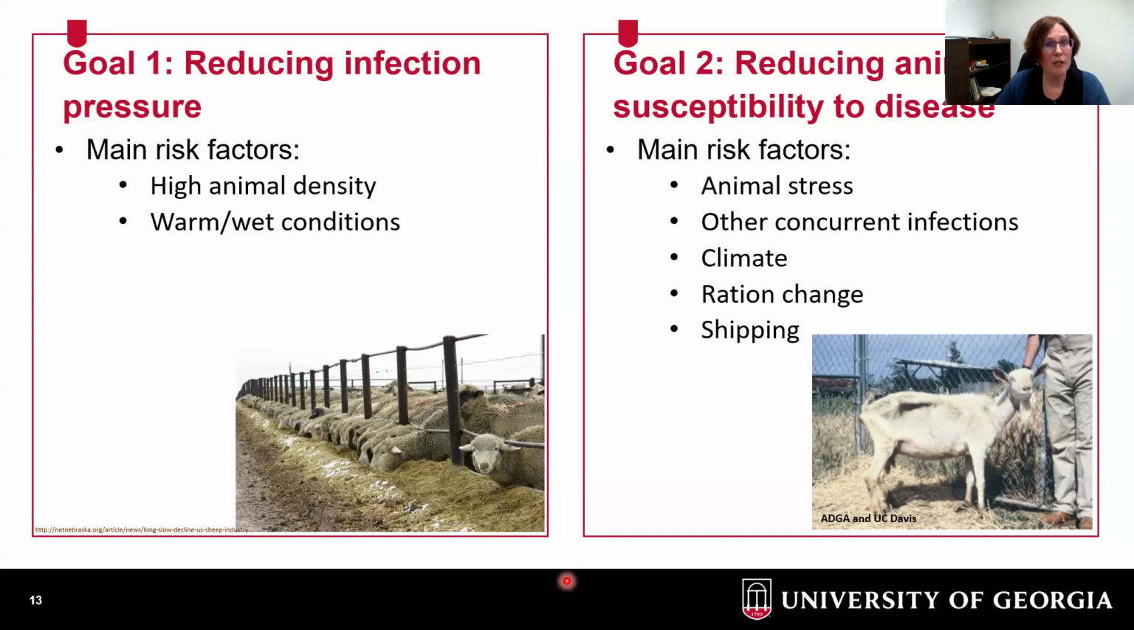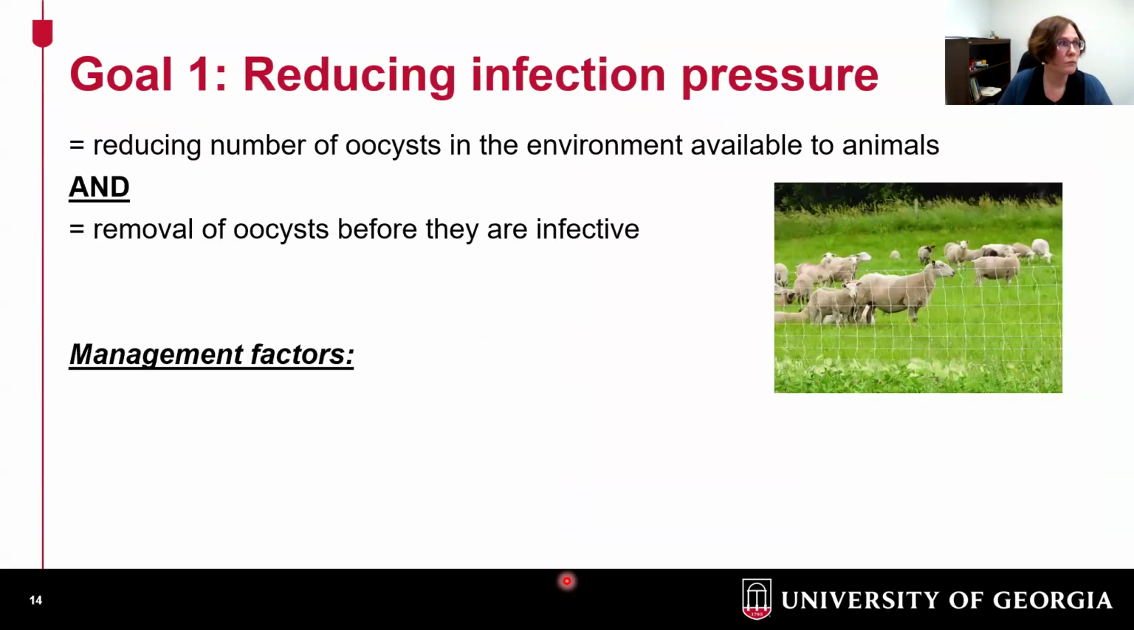For the animal part of that, so making the host less susceptible, those are a lot of things that you are all probably much aware of, like reducing animal stress, reducing concurrent infections, if we have an indoor setting, we have some means to control the climate, look at ration and ration change and shipping stress. So those are all things that you would try to think through when thinking about the timing, in terms of how it relates to coccidiosis exposure.